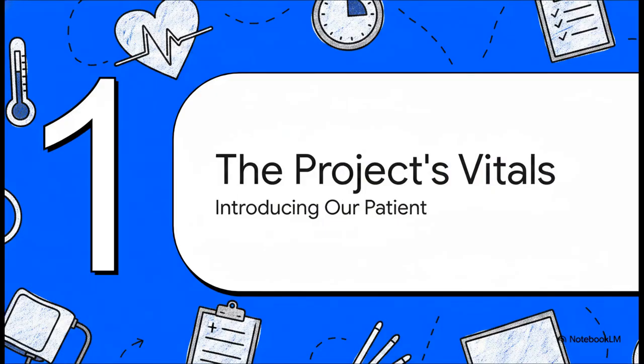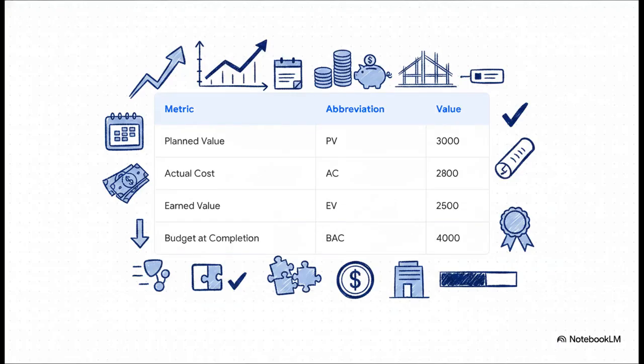Okay, first things first. To do our health check, we need to get the project's vitals. Think of this as the patient's chart. These are the basic, raw numbers we need before we can diagnose anything. So here they are, the four key numbers. First up, planned value, or PV. That's how much we planned to have spent by now. Then there's actual cost, AC, pretty straightforward. That's what we've really spent.